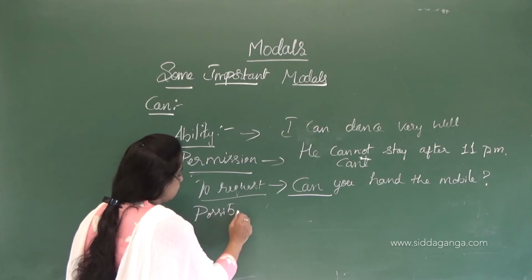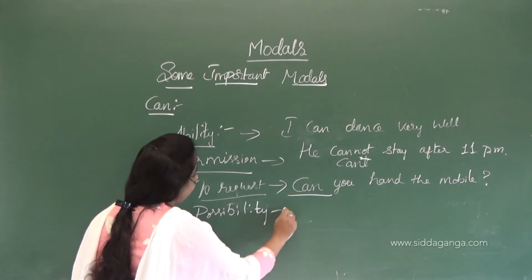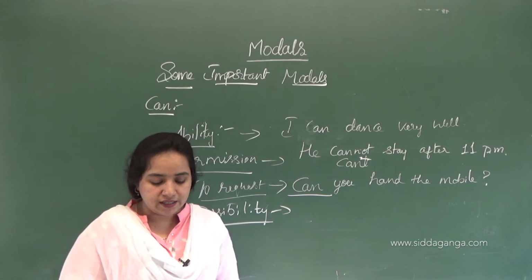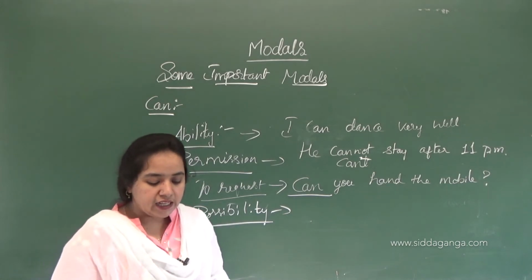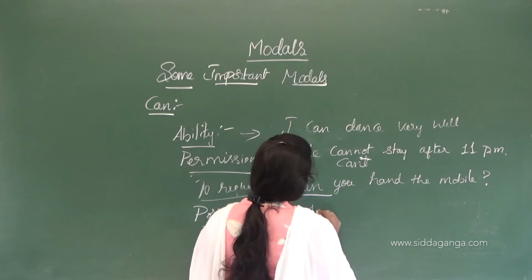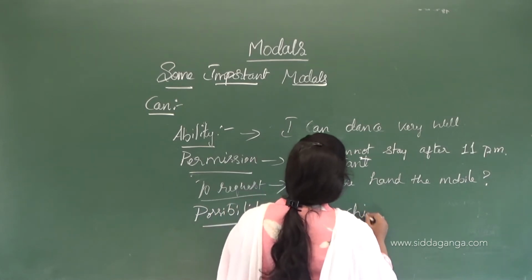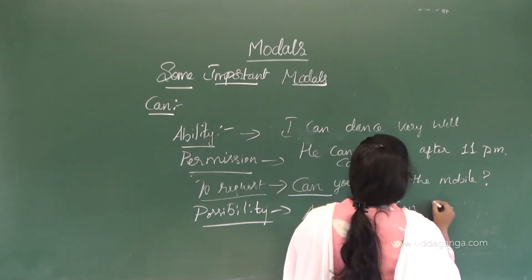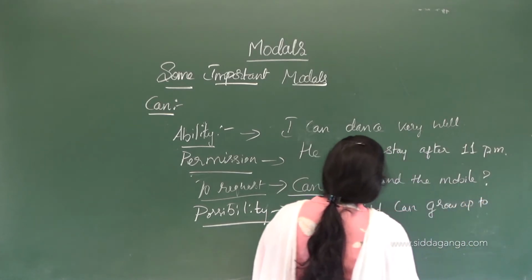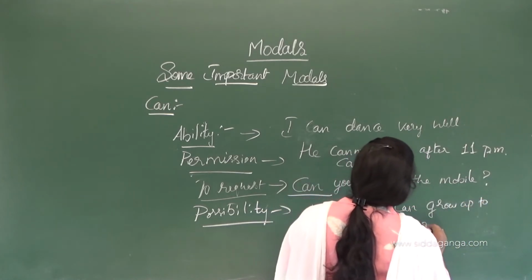So what is this possibility? When we express something that we expect is a possibility, like, any child can grow up to be a president. Any child can grow up to be a president.